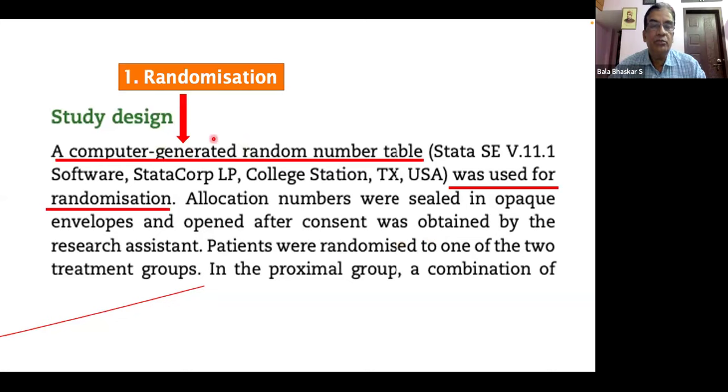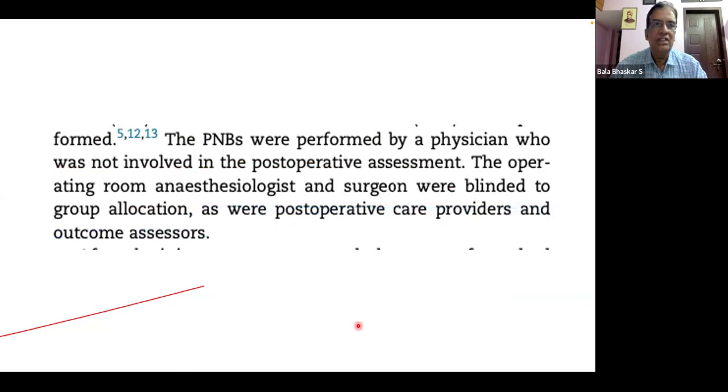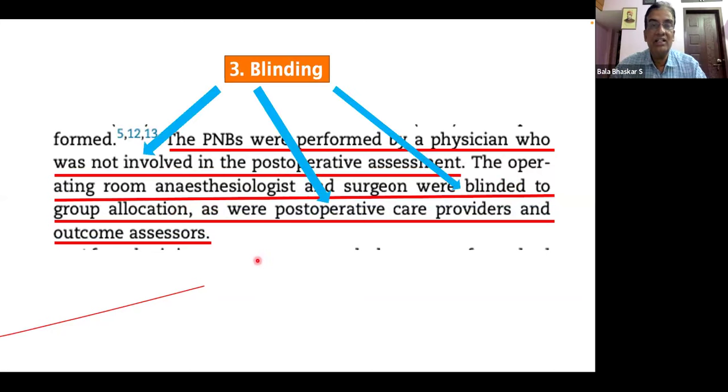They have written that a computer generated random number table was used for randomization. So they undertook randomization. Then they mention that allocation numbers were sealed in an opaque envelope and opened after consent was obtained by the research assistant. This is allocation concealment, right? These two are followed. Then they also mention that the peripheral nerve blocks were performed by a physician who was not involved in the post-op assessment, meaning he is blinded. The operating room anesthesiologists and surgeons were blinded to group allocation, as were post-operative care providers and outcome assessors, right? So this is called blinding. There was blinding at multiple levels.